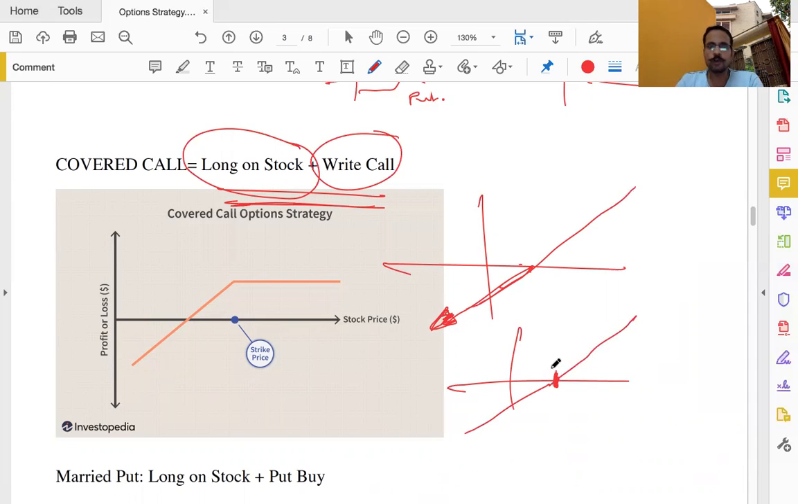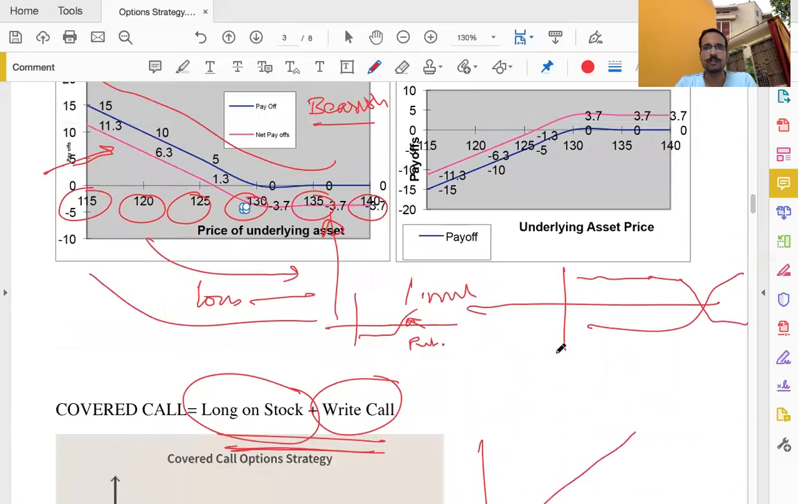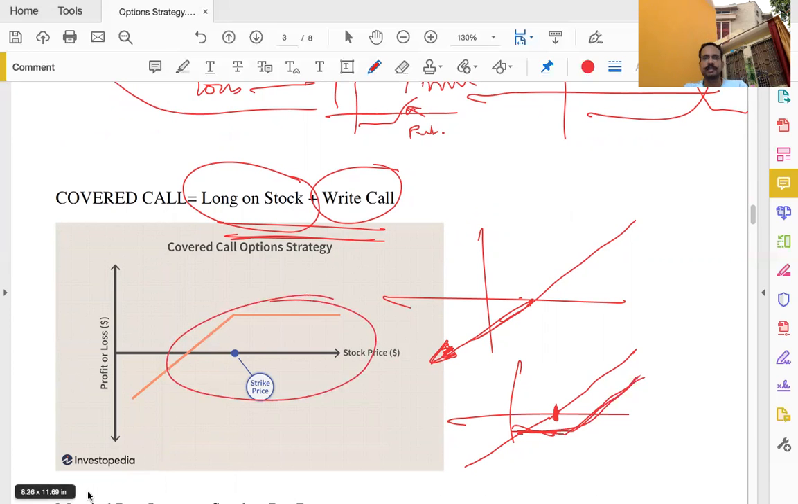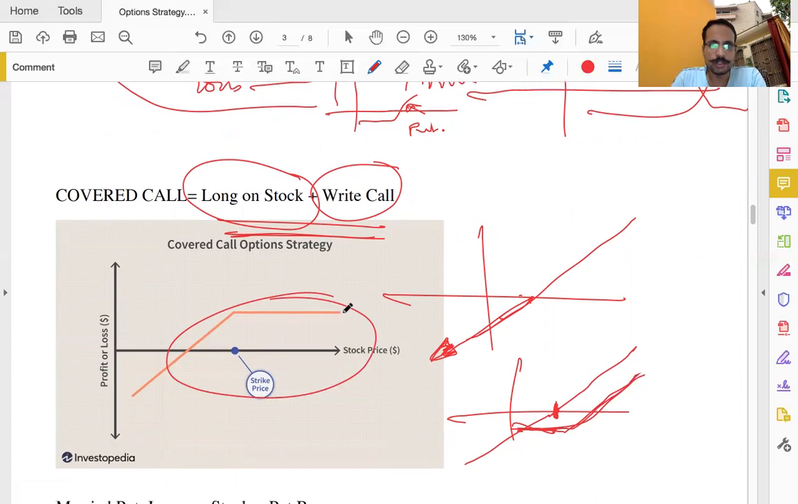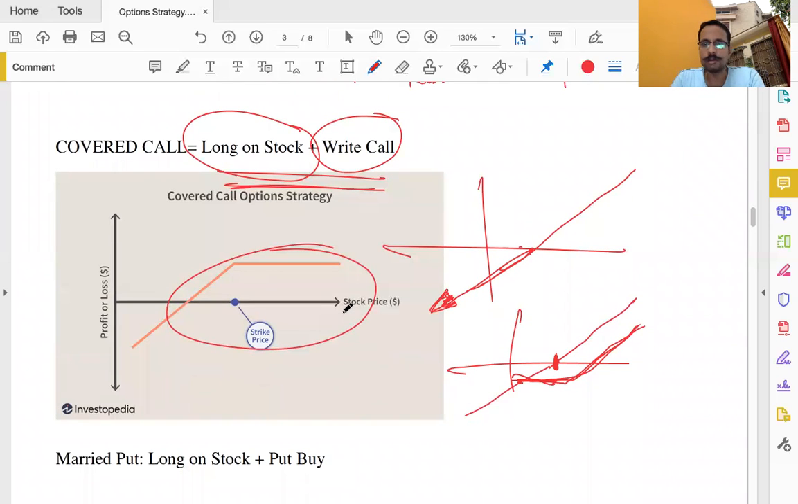And in case of call writing, I have already seen above, if you can see, this is the graph of call writing. So call writing is a graph like this, right? So in case of a covered call option strategy, you have something like this as the payoff.